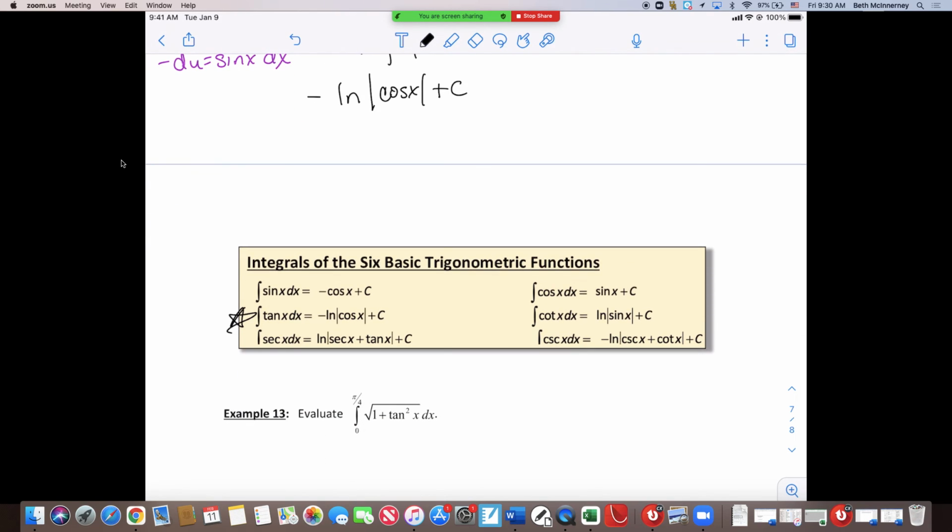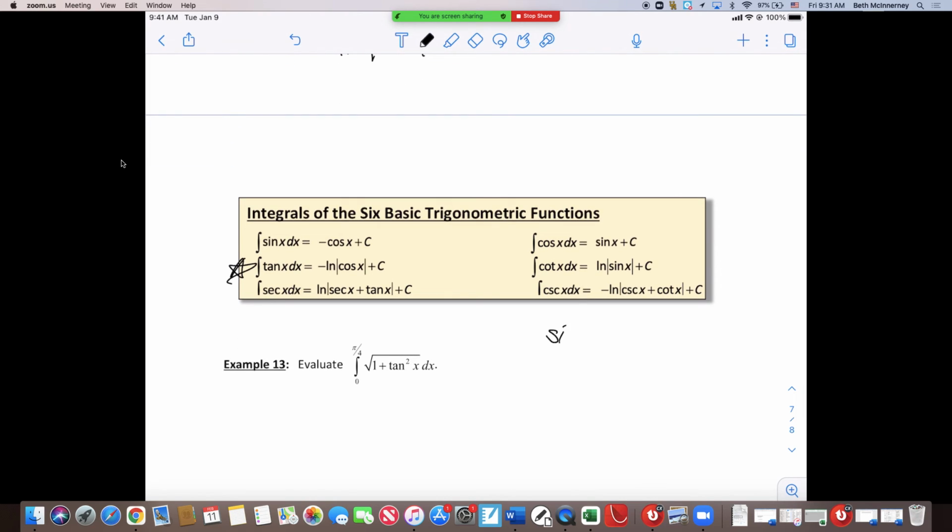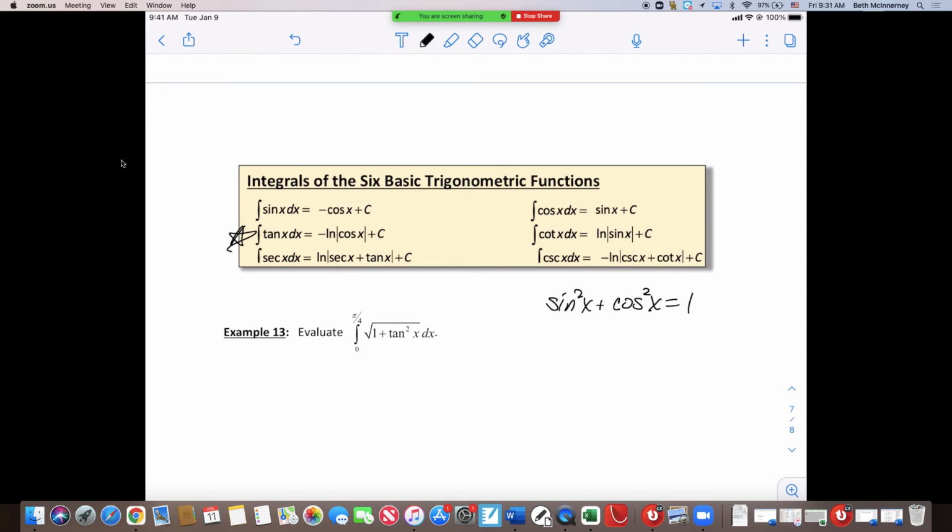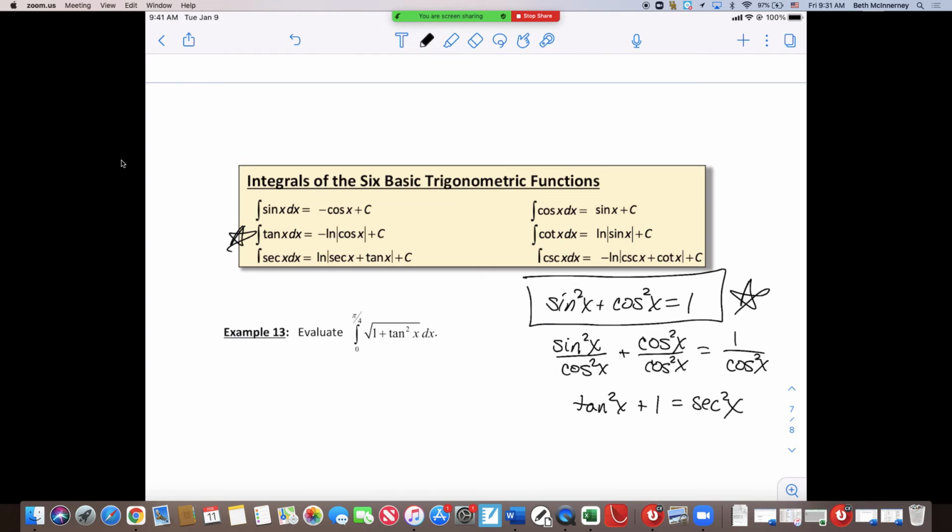All right, then the last one, example 13, says evaluate the integral from 0 to pi over 4 of the square root of 1 plus tangent squared x dx. Ooh, remember from pre-calc, your Pythagorean identities, that sine squared x plus cosine squared x is 1. I don't memorize these, but I can figure them out. I can divide that Pythagorean identity by cosine squared x, and this produces the second Pythagorean identity. So make sure you do have this one, and then we can build the other two, just by dividing by cosine squared x, or dividing by sine squared x gives you the third Pythagorean identity.